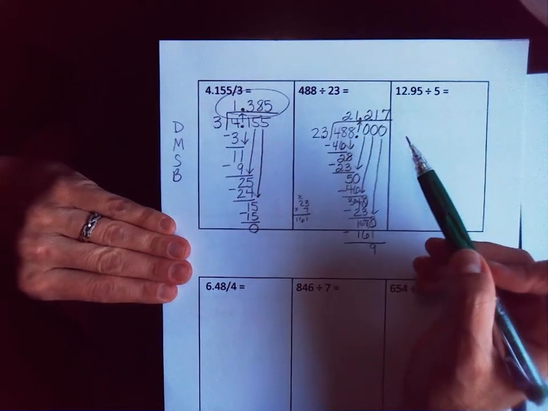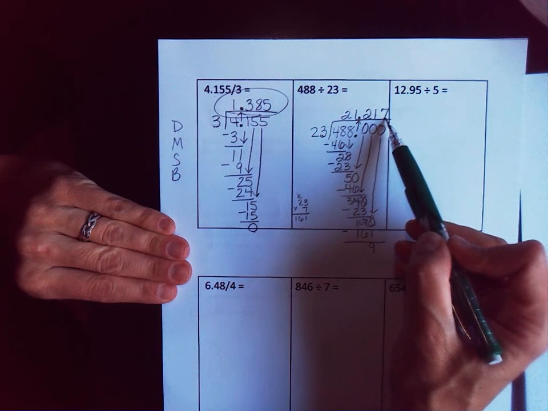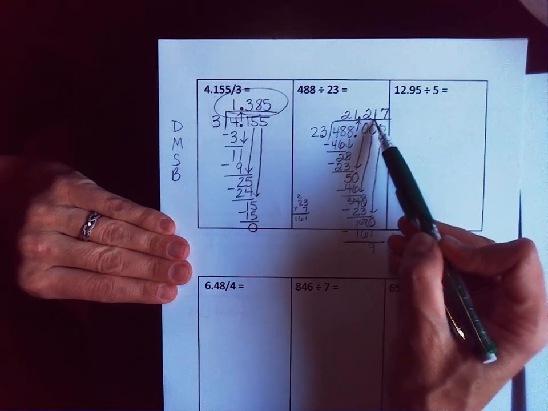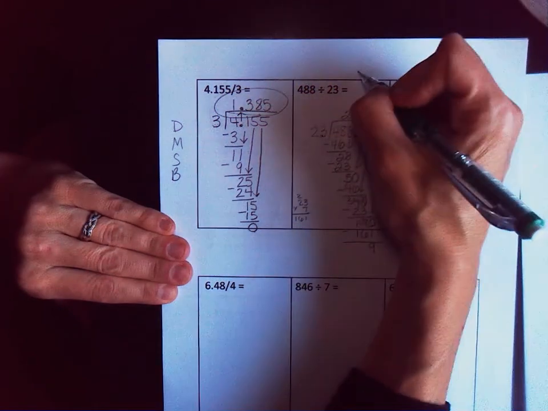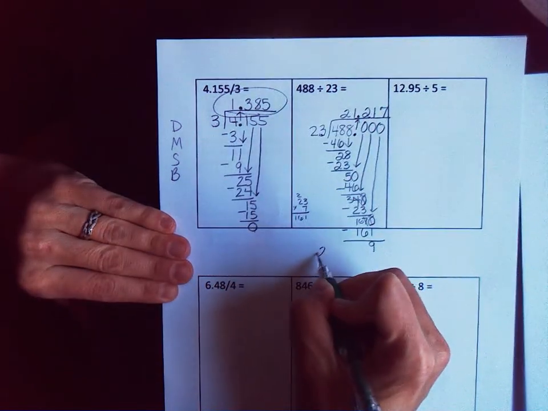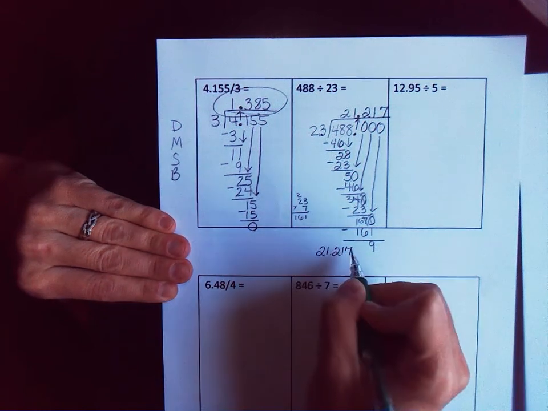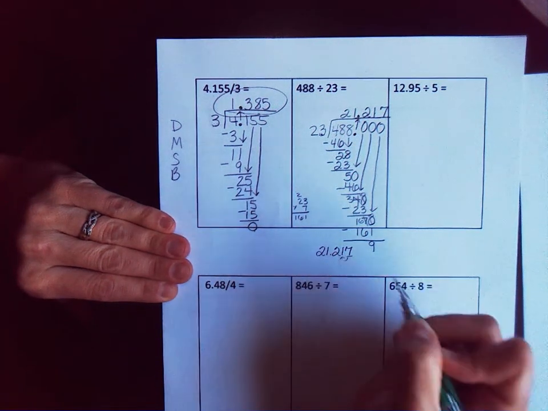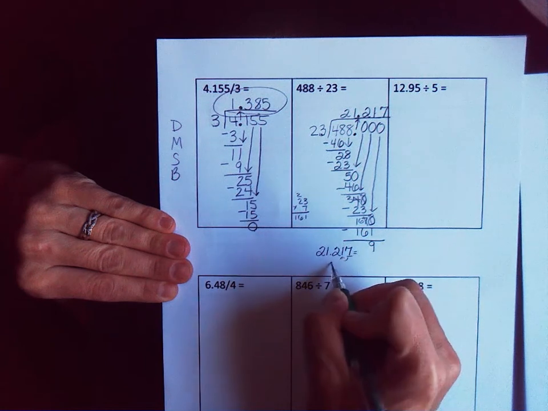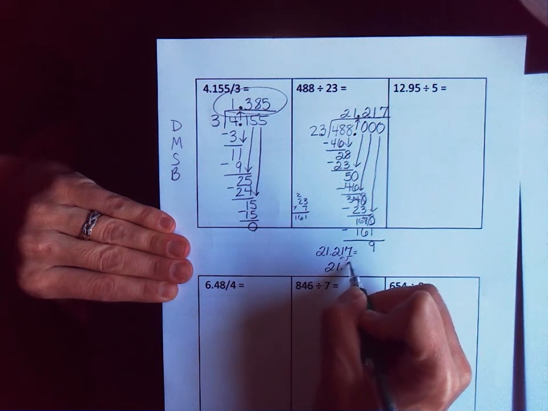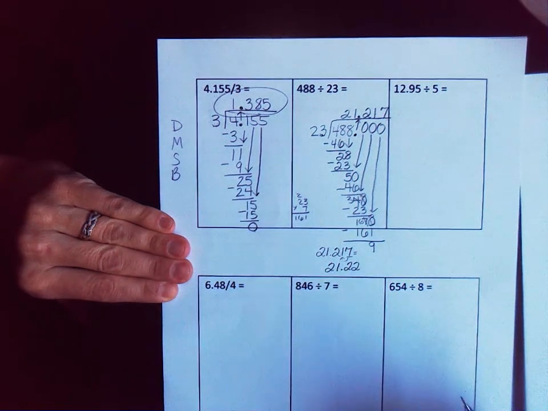In 5th grade, we can stop at the thousandths place and round to the hundredths place. So our answer for this problem, if I have 21 and 217, and I round that from the thousandths to the hundredths place, that would be 21 and 22 hundredths. And that would be my answer. That would be acceptable for 5th grade.